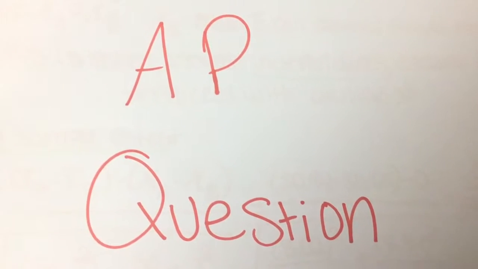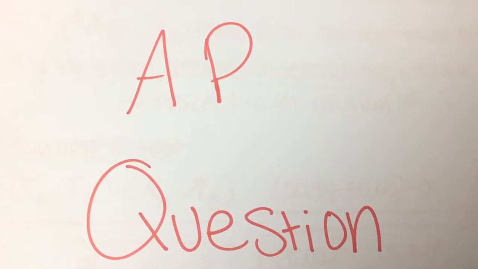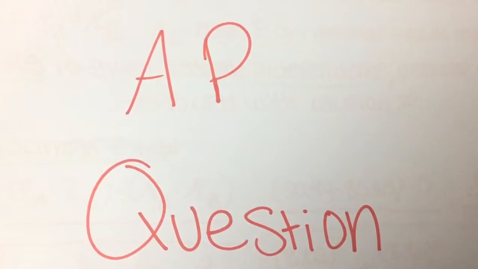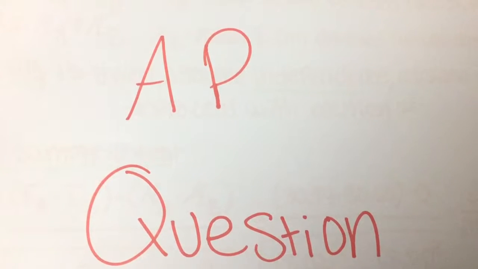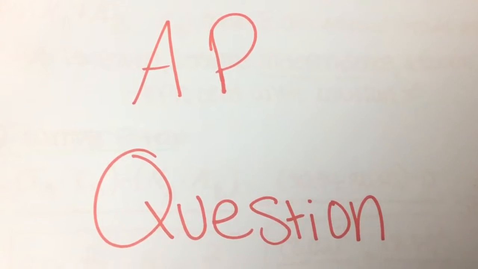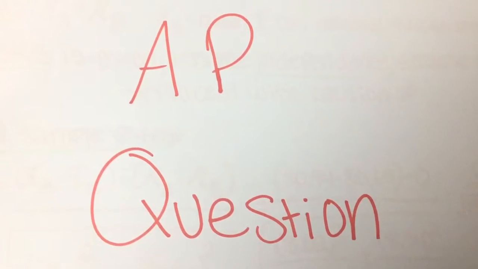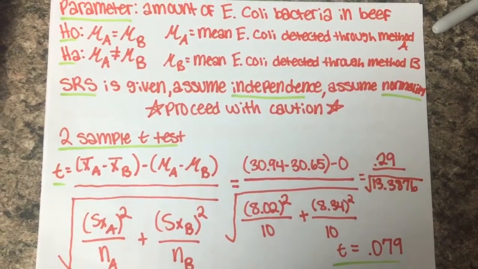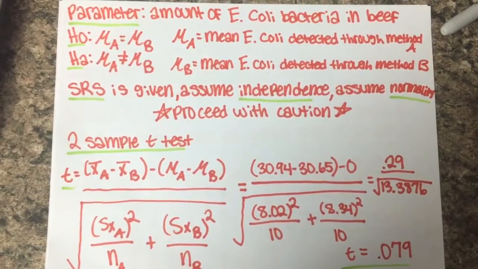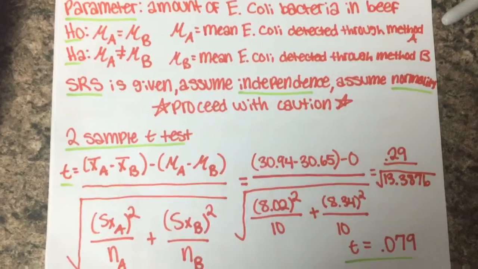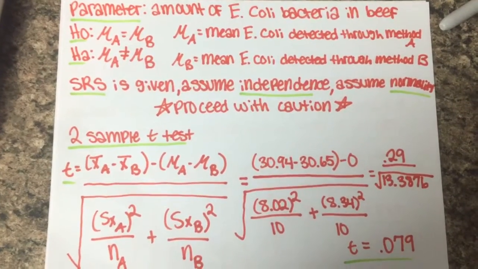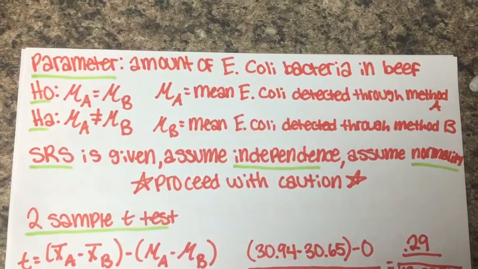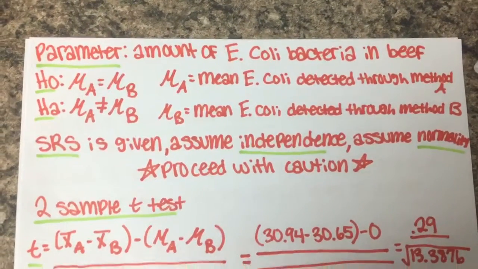The AP question asks about the U.S. Department of Agriculture and their experiments of using different methods on contamination in beef of E. coli bacteria specifically. So this is a PHANTOMS problem, so there's going to be a lot of work. I wrote the labels out a little bit just because it helped me see it, but don't do that on the AP exam, because that could confuse your grader and make them think that you don't know what you're doing. So the first part we do is parameter, and that would be the amount of E. coli bacteria in beef, because that's what we're testing.